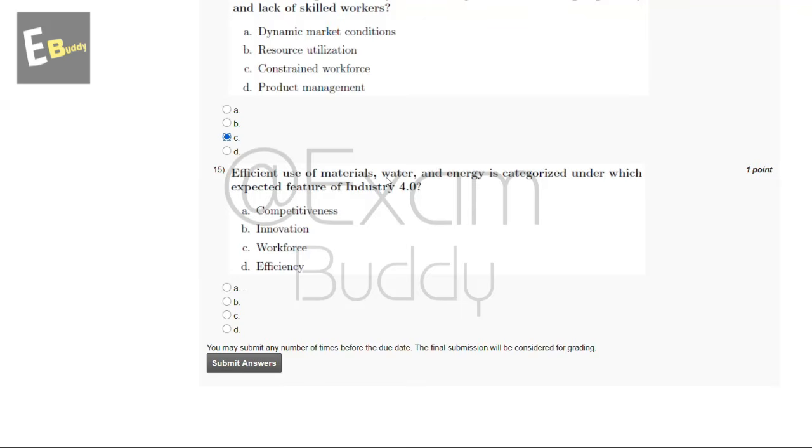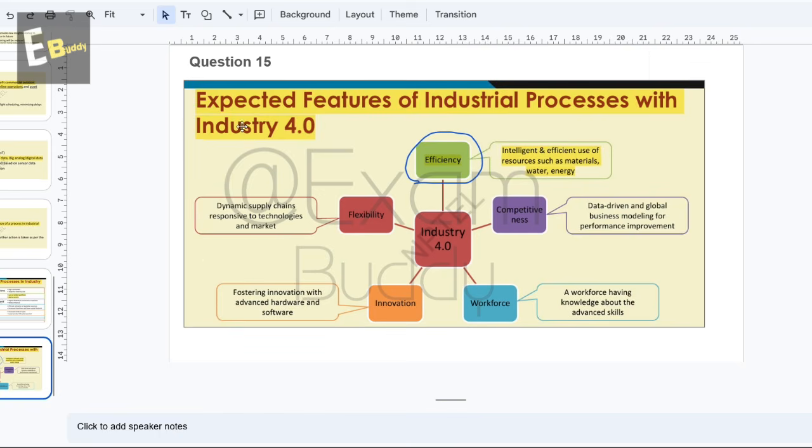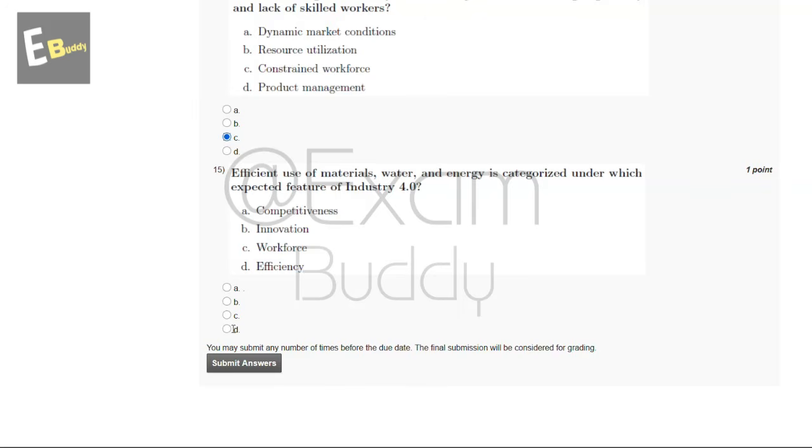Efficient use of materials, water, and energy is categorized under which expected feature of Industry 4.0? So these are the options, and now let's check the explanation. The explanation says expected features of industrial processes with Industry 4.0: efficiency, intelligent and efficient use of resources such as materials, water, energy. So the answer of our 15th question is D. Now submit your answer.